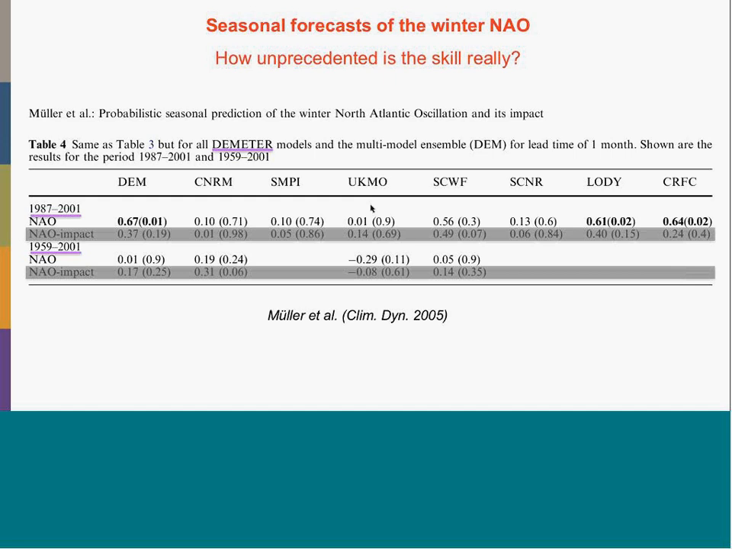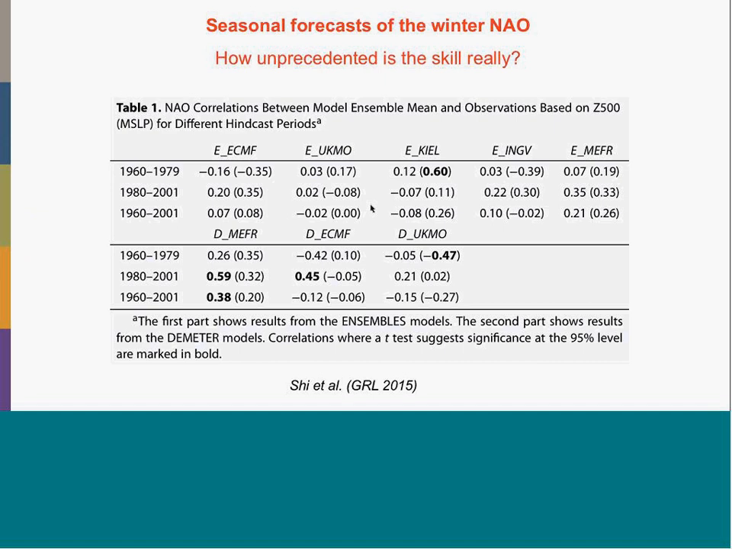And here's another study, She et al., a few years ago, where we looked at these Demeter simulations. They are in the bottom part of this table here. And we also looked at the follow-on project, multimodel seasonal hindcast from the ENSEMBLES simulation. And this is five European models from the time here. And you can see the skill, correlation skill for NAO here for different time periods.